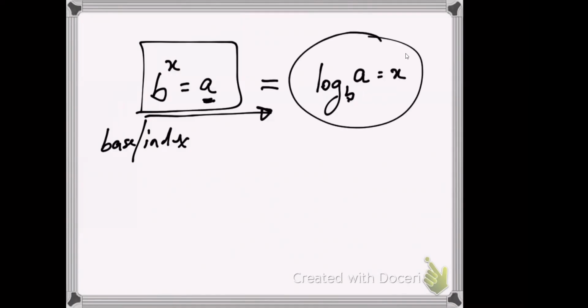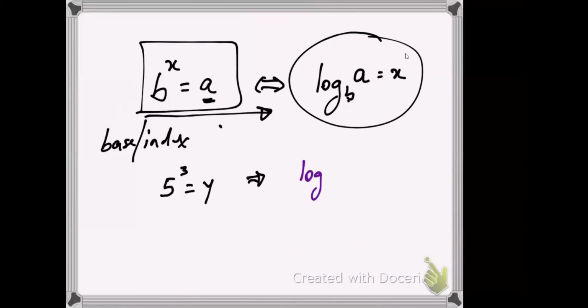So let's see if we can do a couple of exercises just to switch between them. If I write, for example, 5 to the power 3 equals y, that's base index form. Can you write this in logarithmic form? Logarithmic form would be log base 5, the answer is y, equals the power, which is 3. There you go. That's the logarithmic form, that's the base index form.